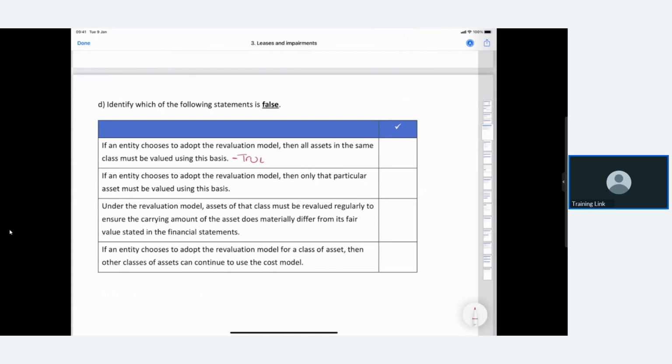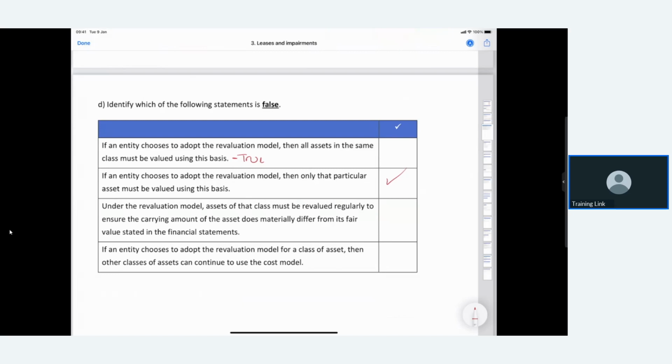If an entity chooses to adopt the revaluation model, then only that particular asset must be valued using this basis. Well, that is certainly false. So as I've just mentioned, it would be the entire class of assets that the model applies to, not just one singular asset. Let's just check the other ones.